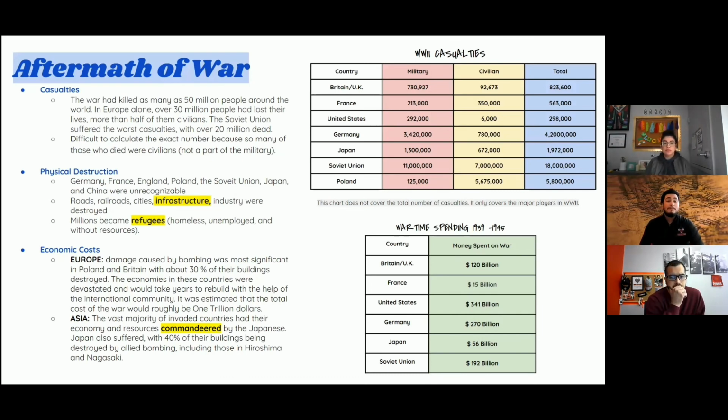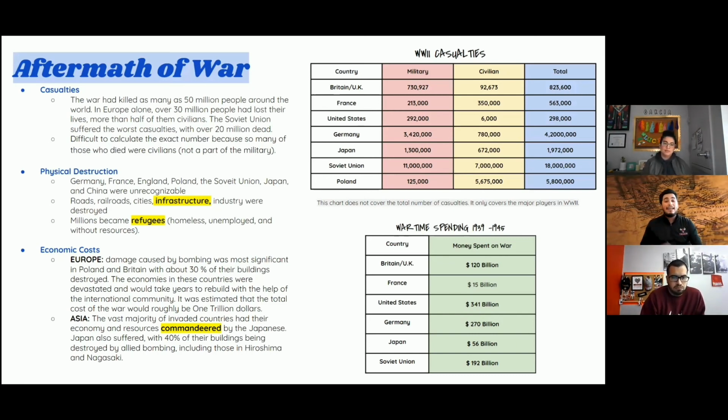And talking about people suffering, there is a lot of economic cost to this war too. Across Europe, the damage caused by the bombing was most significant in Poland and Germany, with about 30% of their buildings destroyed. The economies in these countries were devastated, and it would take them years to build back up to something similar to what they were before World War II.